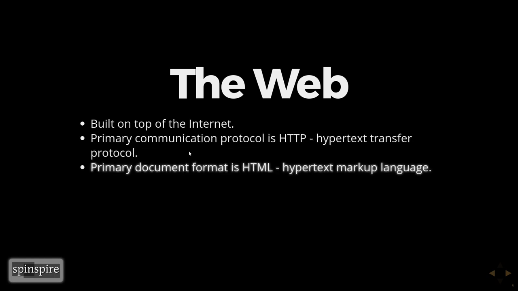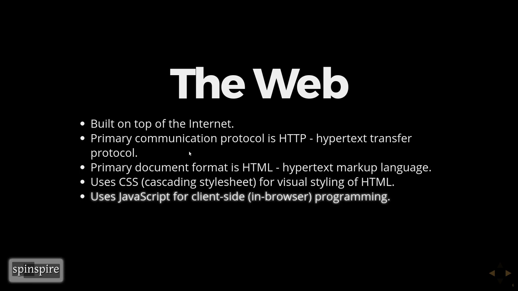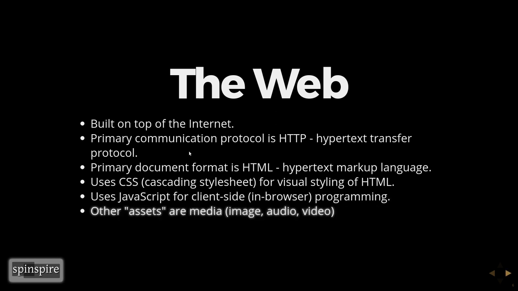So the primary document format of the web is HTML, hypertext markup language. It uses CSS or cascading style sheets for visual styling of the HTML, and it uses JavaScript for client-side or in-browser programming. What does that mean?